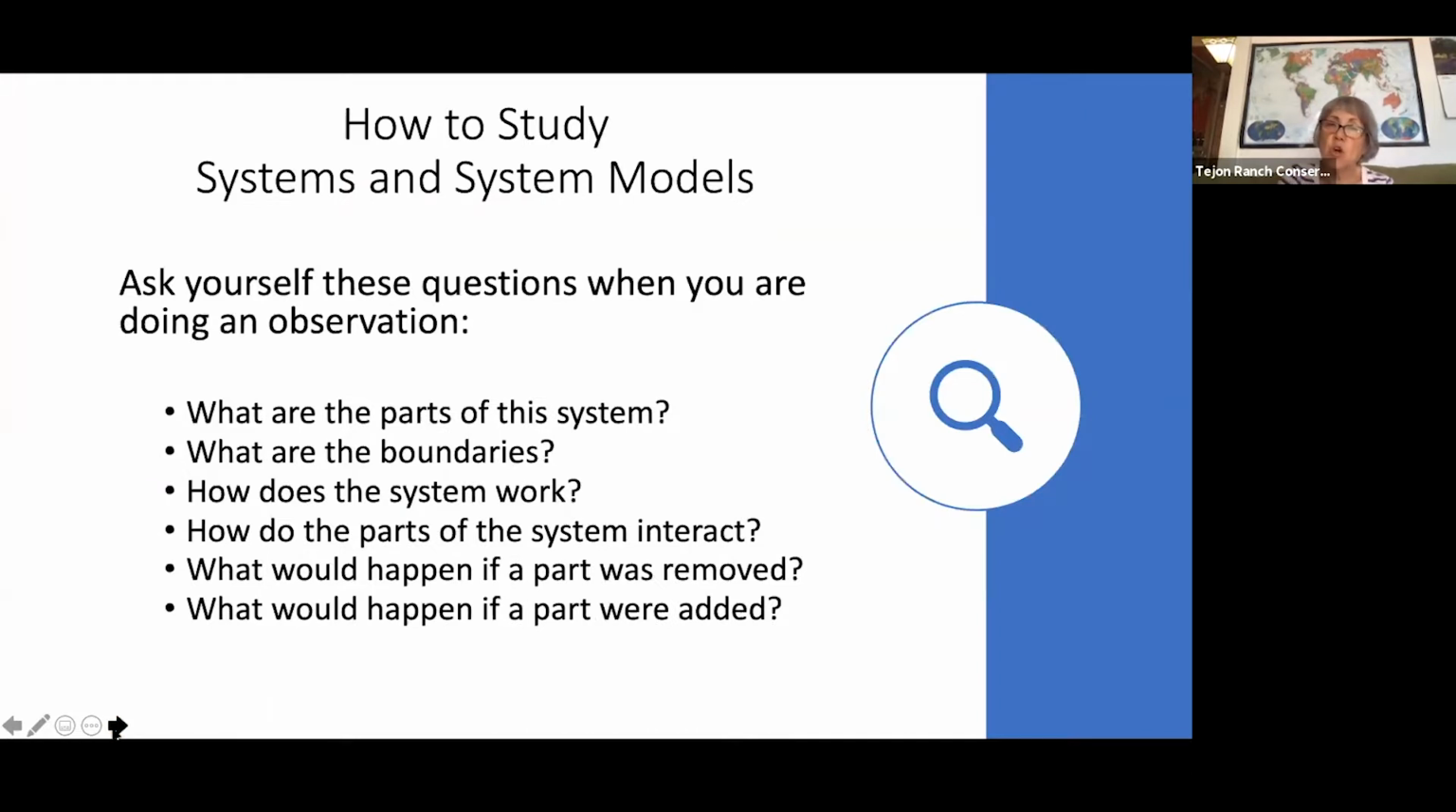So when you're studying a system, let's look at some of the questions you should ask yourself while you keep in mind that you're studying something interesting within a system. Ask about these things. What are the parts of that system? What are the boundaries of the system? How does that system work? And how do the parts of the system interact with each other? What would happen if a part was removed? And what would happen if a part were added? Those last two questions are about models.